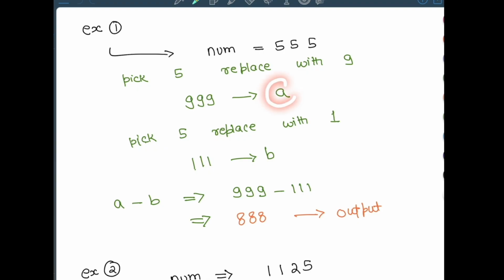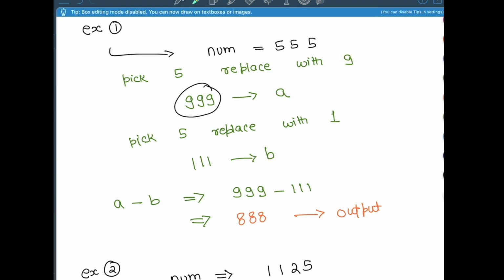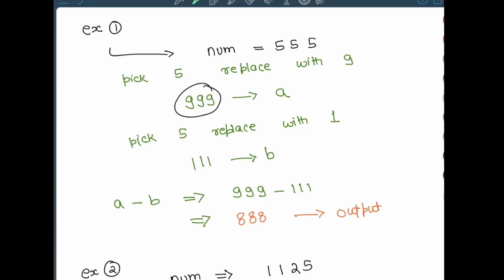So we have created the value of a. Now we need to create the value of b, right? And again the goal is the difference between a and b should be maximum, right? If I replace a digit with 9, I will create the maximum number possible. Okay. Now I will try to create the minimum number which is possible, that is b, so that the difference between a and b, that is a minus b, can be maximized.